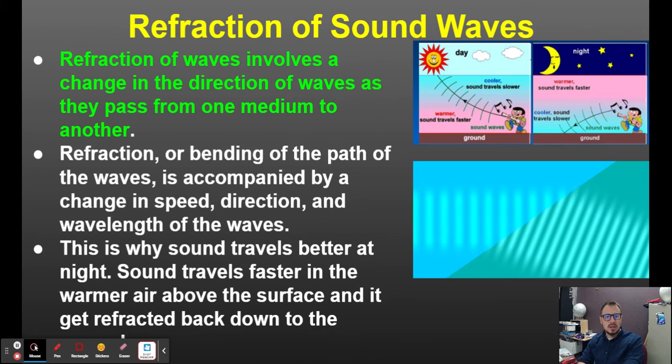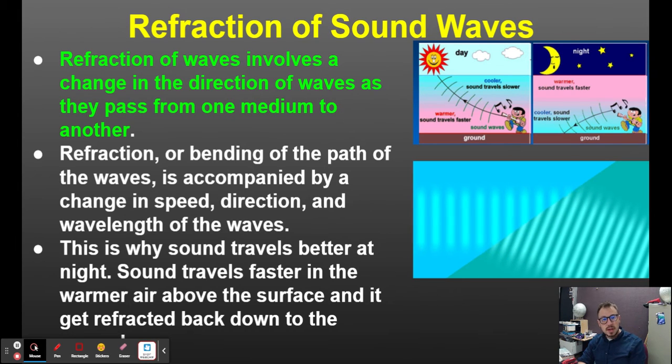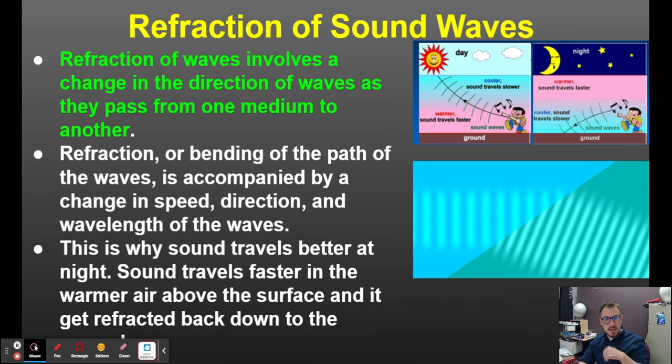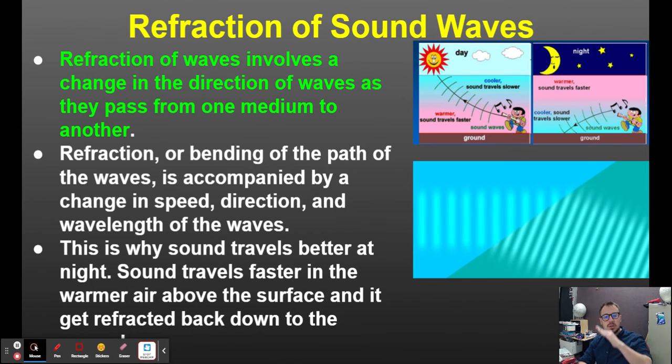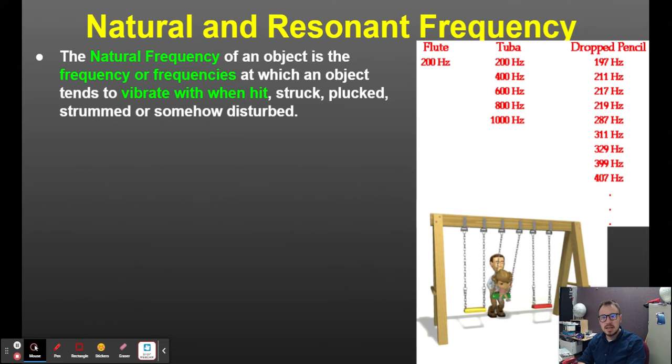So even cooler and warmer air affect how fast sound waves travel. At night, the warmer air is up top, and sound travels faster there, so it sort of arcs back down. So that's why it's easier to hear at night than it is during the day.